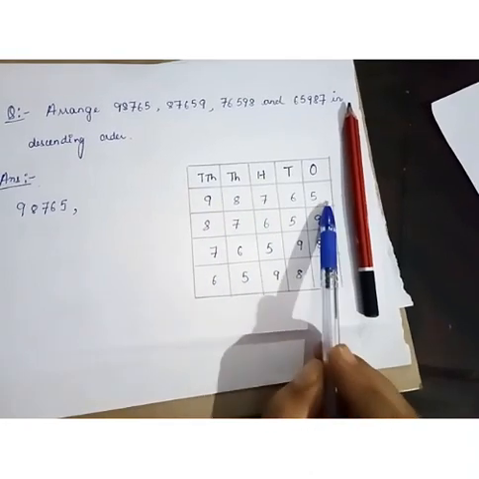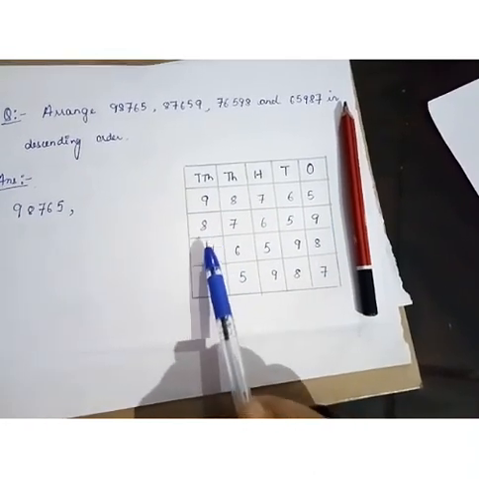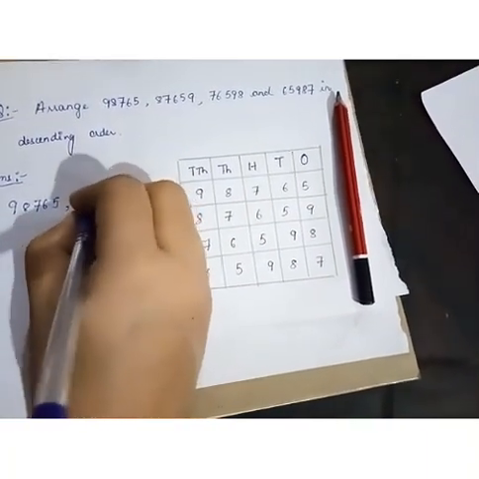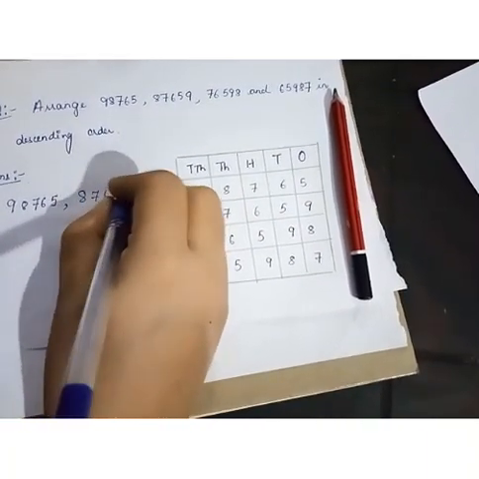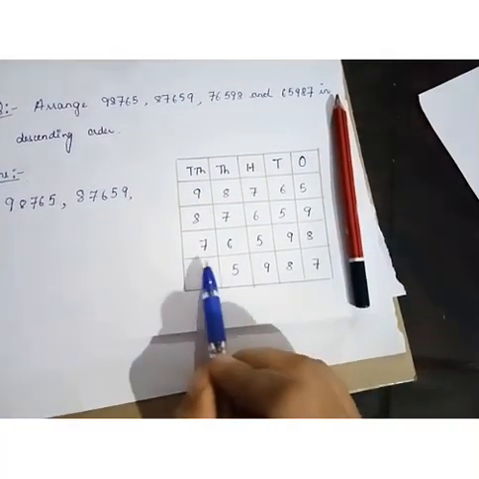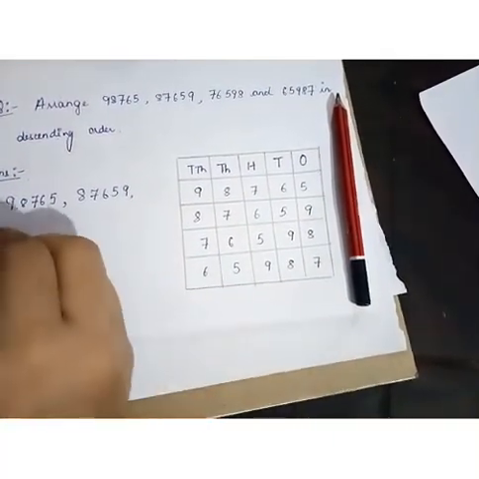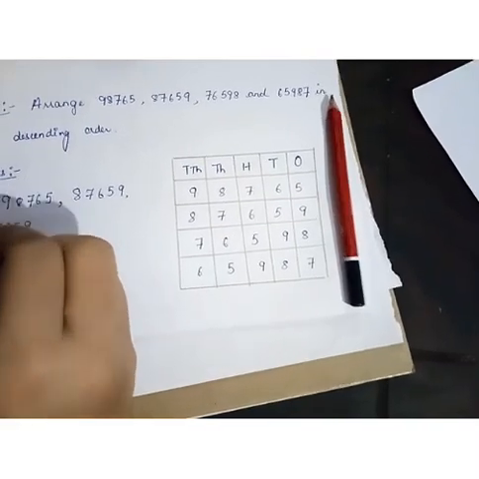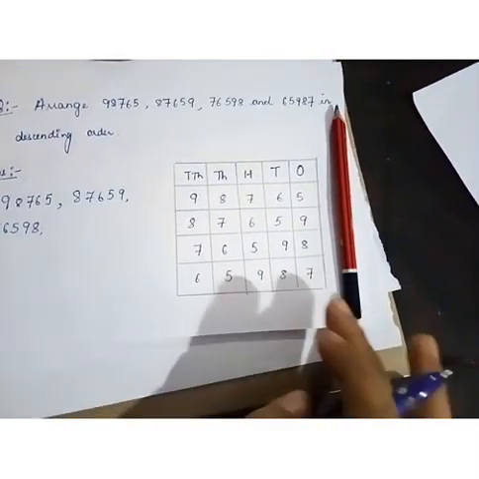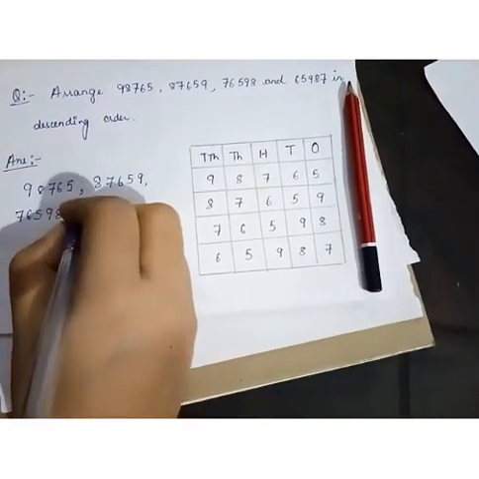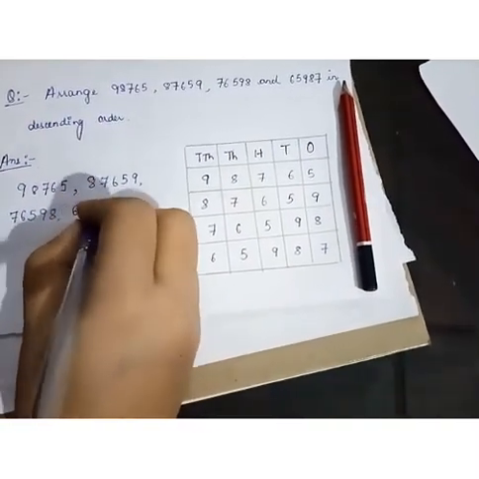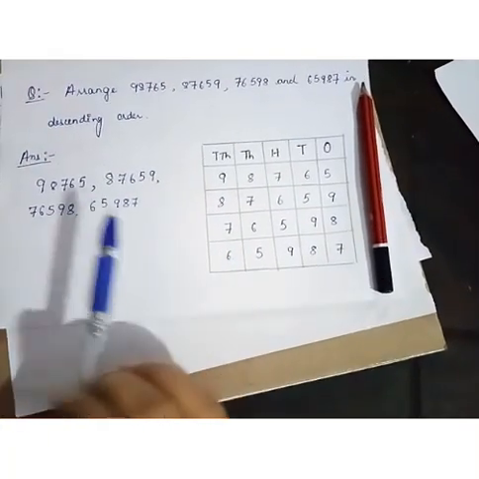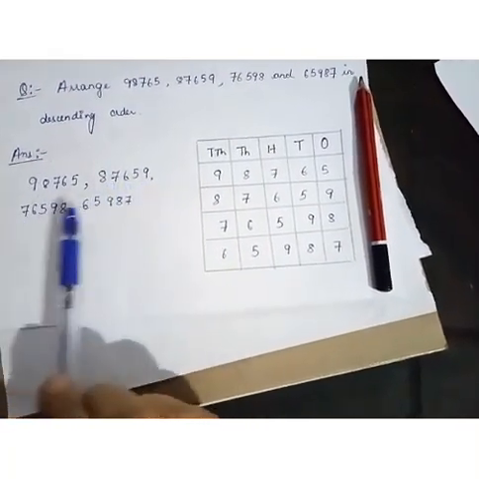Now after this is finished, we can go to the next one. What is the next bigger number here? 8. So next will come 8, 7, 6, 5, 9, comma. After that, the number starting with 7. So 7, 6, 5, 9, 8, and the last number has nothing to compare with, so we will just write the number here, 6, 5, 9, 8, 7. So we have arranged the numbers in decreasing order from bigger to smaller.